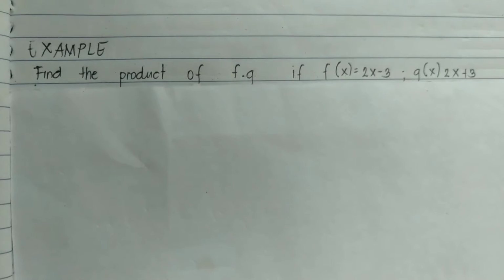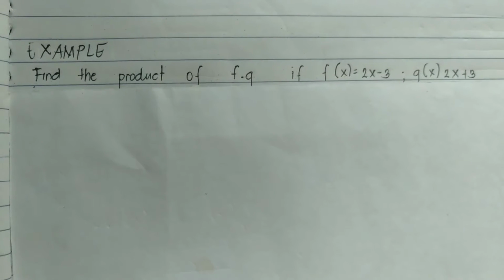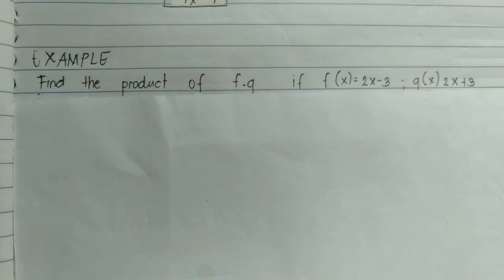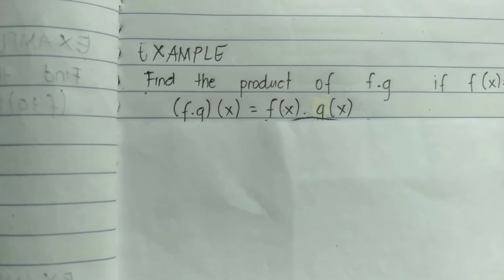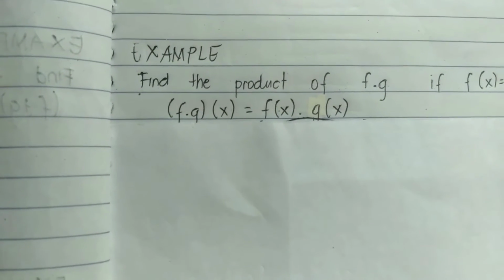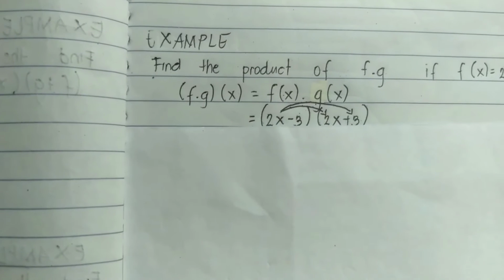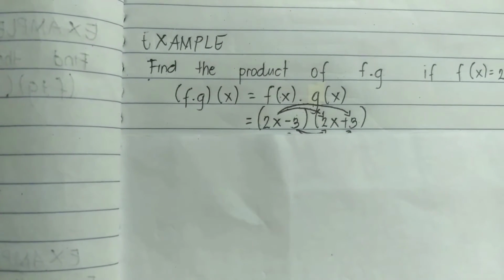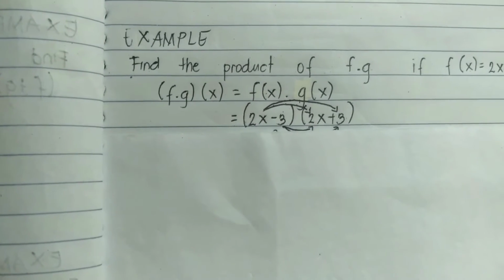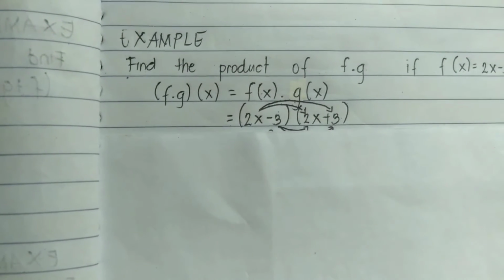Find the product of f times g if f of x is equal to 2x minus 3 and g of x is equal to 2x plus 3. F times g of x is equal to f of x times g of x. Then substitute the value. F of x is equal to 2x minus 3 times g of x is 2x plus 3. Then apply the FOIL method.